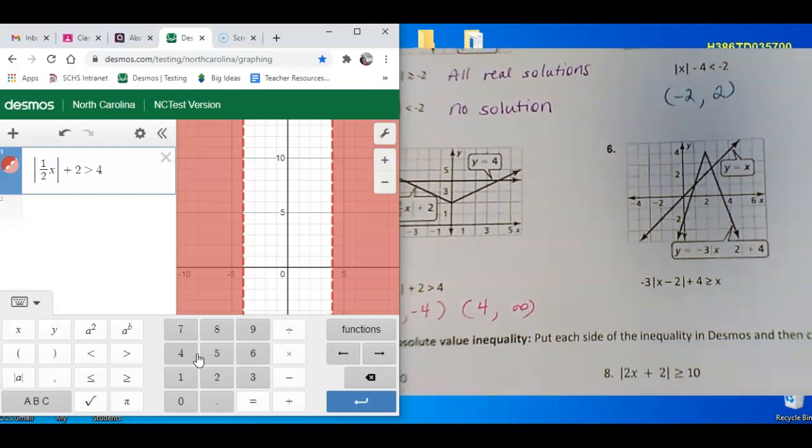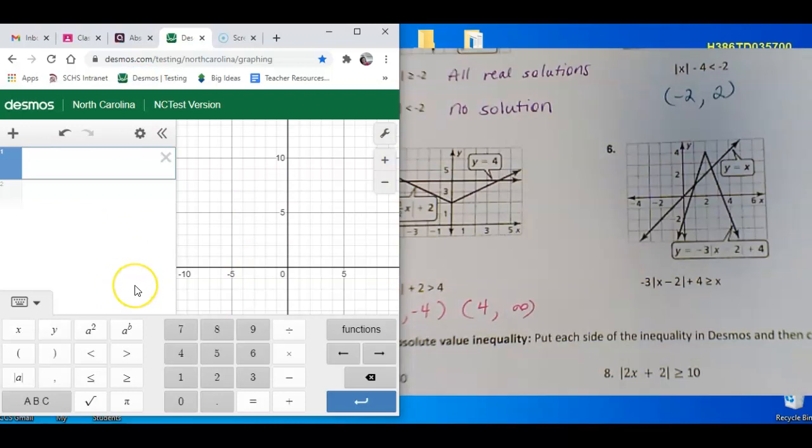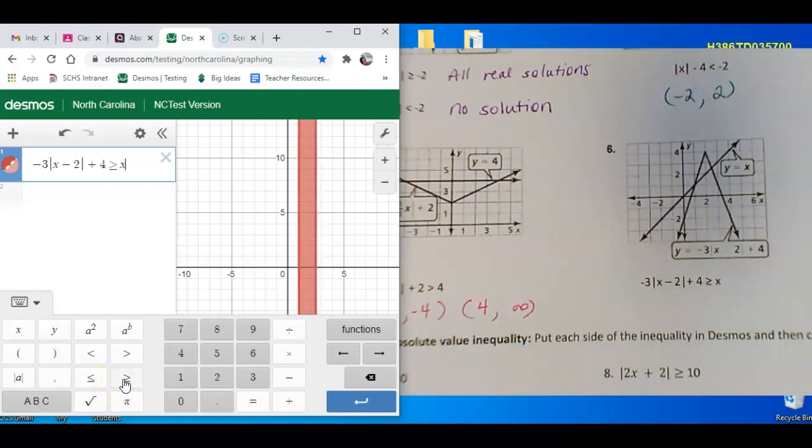Alright, and then this last one, it's a little bit tricky because our line, you know, that y equals x, doesn't go straight across. But we will see if it changes anything as far as the way the graph is concerned. So we'll have -3, absolute value, x minus 2 plus 4, and then greater than or equal to x. Doesn't look like anything changed.